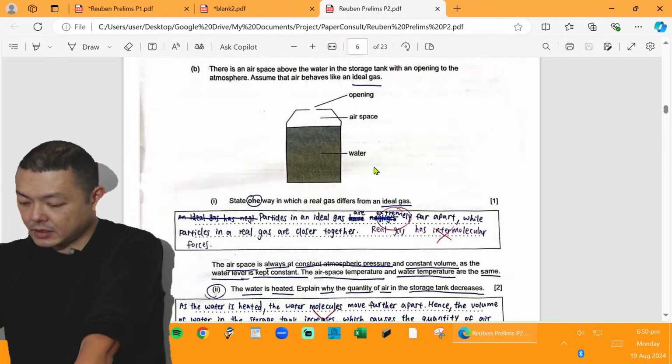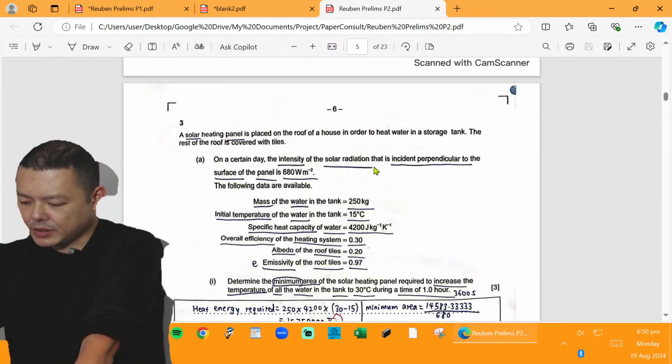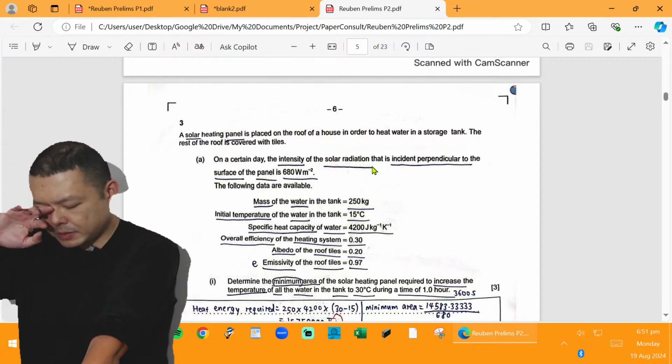Question 3? Oh, yeah, I was looking at question 3 also. I was wondering what in the world is going on. What do they want?